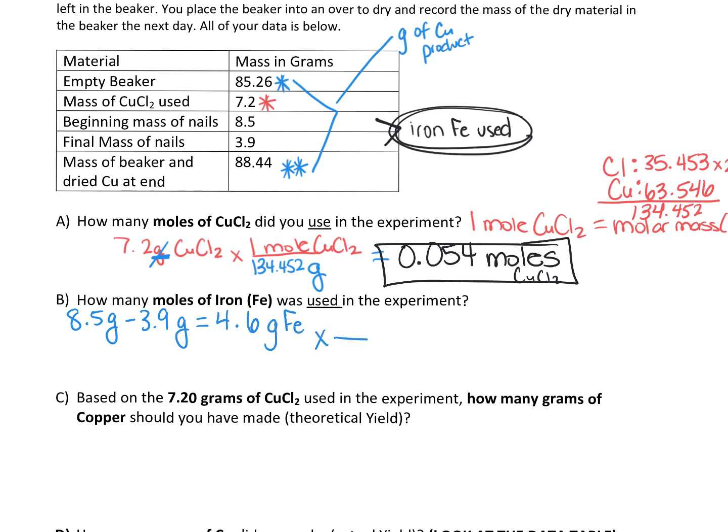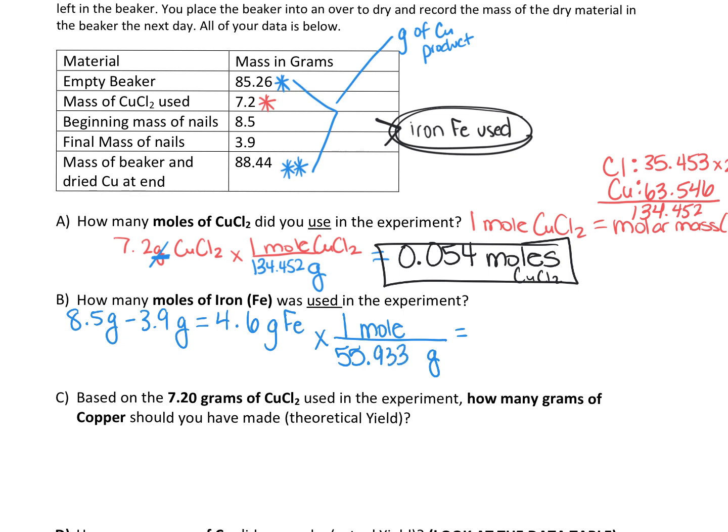And again, this setup is going to be the same as the previous problem, where we don't want grams anymore, so we're going to put grams on the bottom. We want to find out how many moles this is, so we're going to put 1 mole on the top. We're going to look at our periodic table to find the molar mass of iron, which is 55.933 grams.